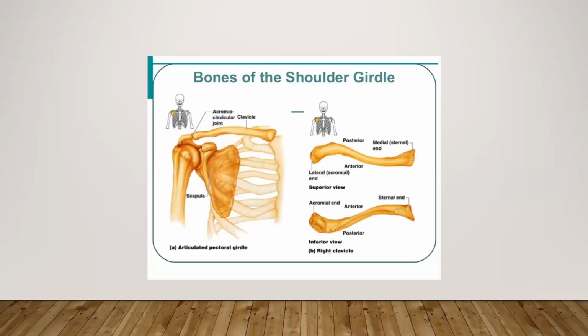These are the bones of the shoulder girdle. This is the clavicle, the anterior view. And this is the right clavicle, posterior view. And this is the anterior view. This is the scapula. And this whole makes the shoulder girdle.